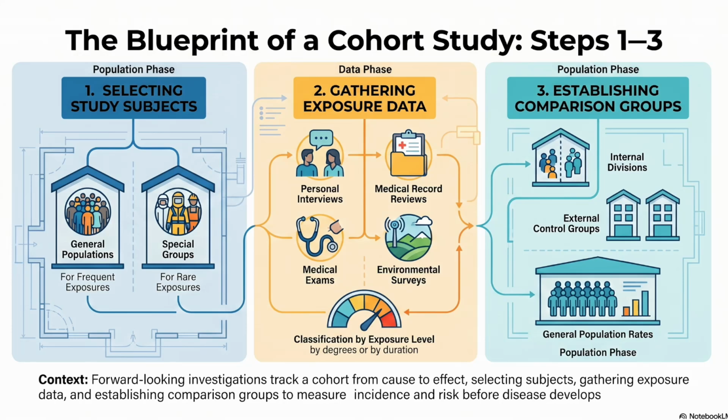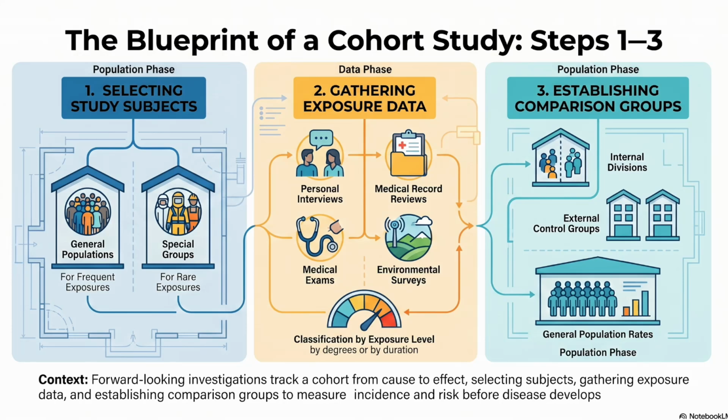Researchers determine whether participants have been exposed to the suspected risk factor. Exposure information may be collected through interviews, questionnaires, physical examinations, laboratory investigations, environmental monitoring, medical records, or occupational histories. It is essential that exposure is measured accurately because any misclassification can introduce bias into the study. Researchers may also classify exposure according to intensity, frequency, or duration.